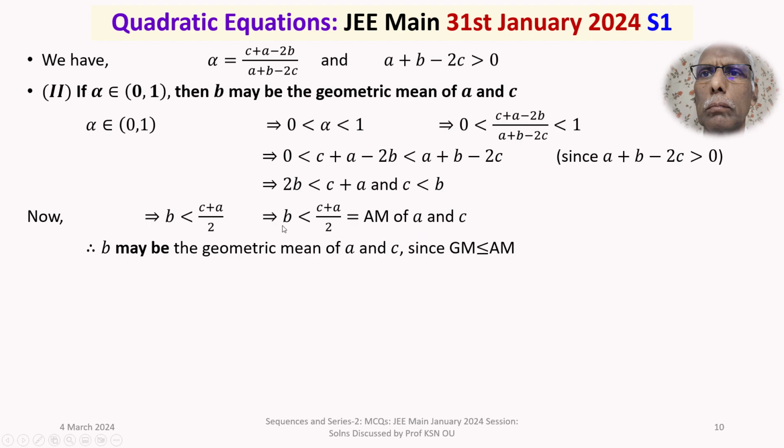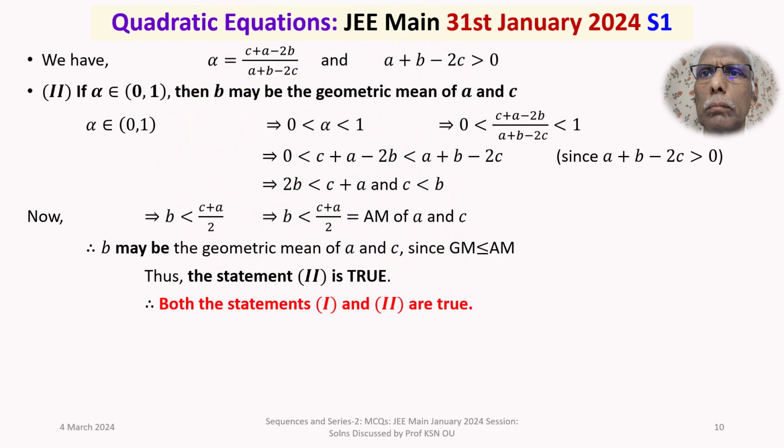Maybe b can be the square root of AC, which will be strictly less than c plus a by 2. So, b may be the square root of AC, because b is less than c plus a by 2. This is the arithmetic mean, and the geometric mean is less than or equal to arithmetic mean. Therefore, b may be the geometric mean of a and c. Right. So that means the given statement 2 is also true. Thus, both the statements, statement 1 and 2, are true.